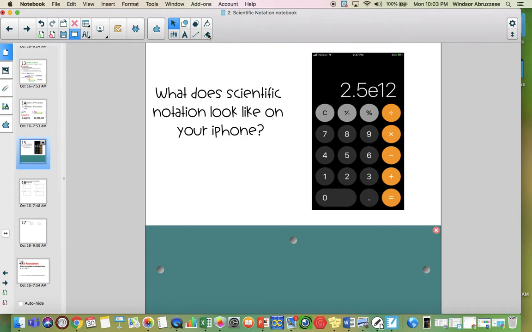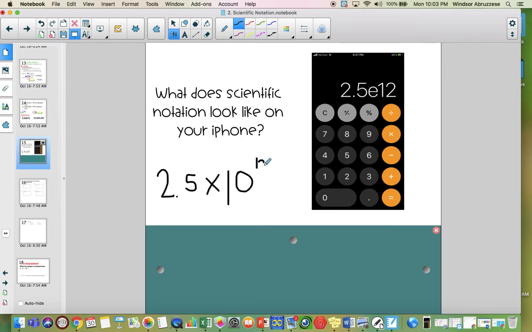Well, 2 5/10 E 12 is the same thing as 2.5 or 2 5/10 times 10 to the, can you guess the exponent? 12. Your phone just doesn't write 10 to the whatever power. It doesn't write this. It just puts the E. So it's 2.5 E 12. So you want to call it 2 5/10 exponent 12? Sure. Maybe that's why they use the E. I'm not even sure. Okay.